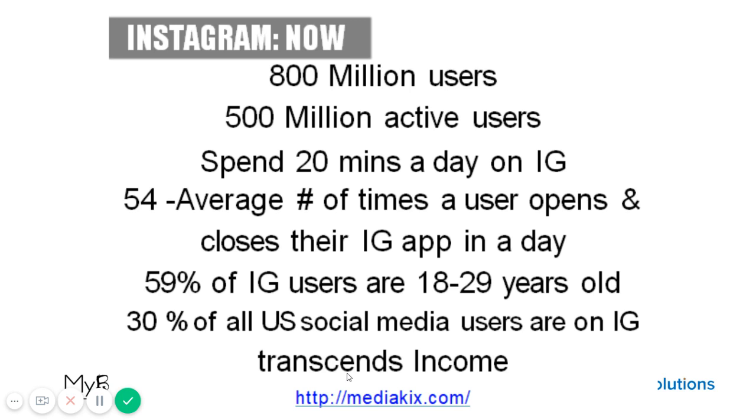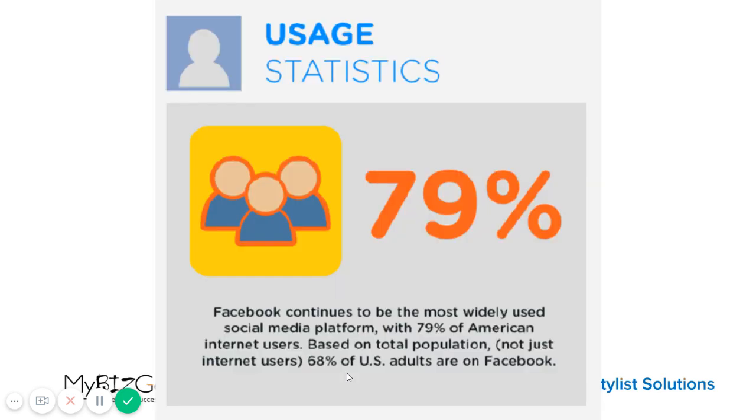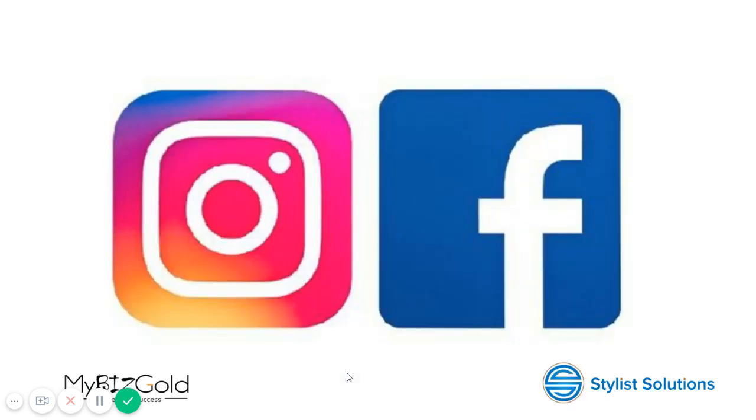So one of the things that we're going to talk about is which platforms to use, and we already mentioned that Facebook continues to be the most widely used social media platform, with 79% of American internet users. So based on total population, 68% of US adults are on Facebook. Okay, so that's a lot. So what I wanted to say was that we're going to focus on Instagram and Facebook.